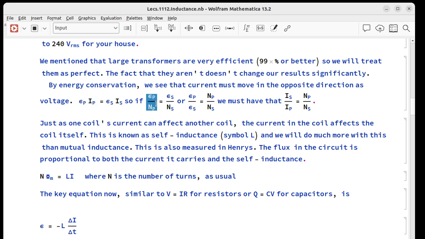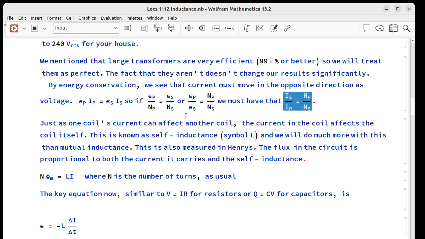So we can rewrite this. We know the connection between voltages in the primary and secondary. When we rewrite this and figure out the connection between currents, we'll see that it goes in the opposite direction. So if the voltage gets stepped up by a factor of 10, the current is going to get stepped down by a factor of 10.